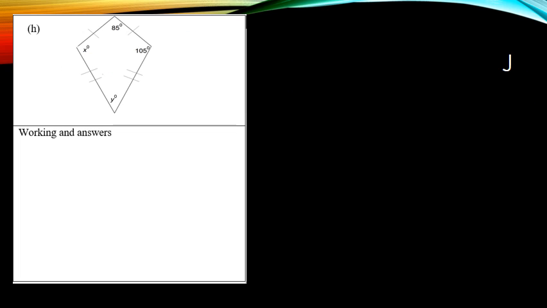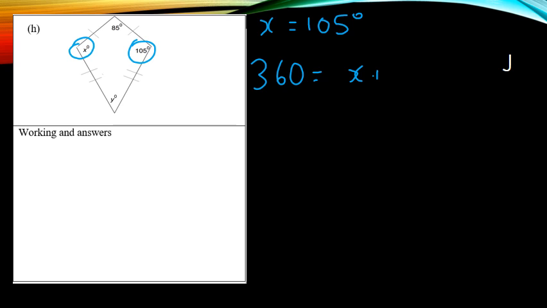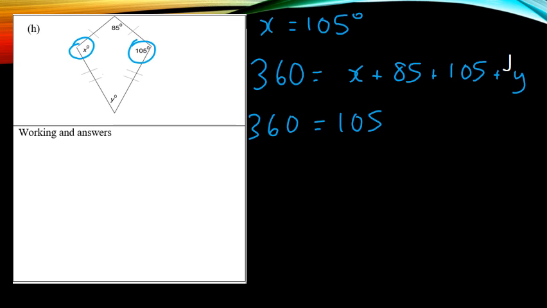Okay, so here we have a kite. What we notice straight away is that this X and this 105 have to be the same because they're both between the same type of lines. Secondly, we know that kites, or quadrilaterals, have to add up to 360 degrees. So 360 has to equal X plus 85 plus 105 plus Y. Now we know what X is, so we can replace that with the 105. So we have 105 plus 85 plus 105 plus Y. Now let's simplify the right-hand side. So 105 times 2 plus 85 is 295.